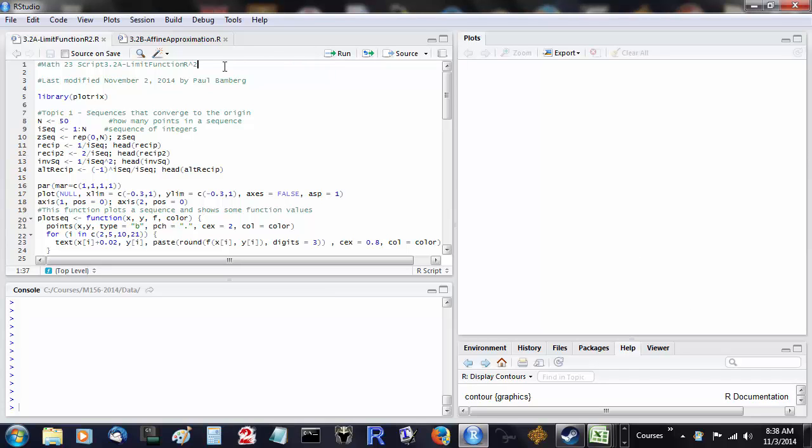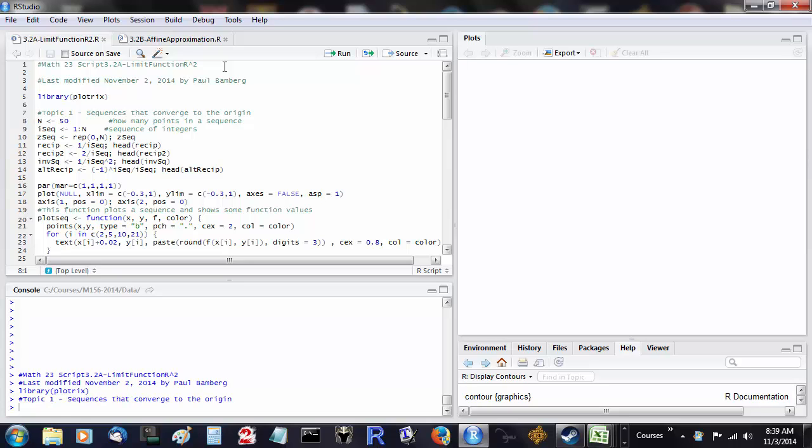It's Paul here with a short script designed to show you how a function from R2 to R can fail to have a limit as the point at which we're evaluating it approaches the origin. I'm going to want to draw some circles, so I use the Math23 library, which I installed in an earlier script. And I'm going to define a bunch of sequences that converge to the origin.